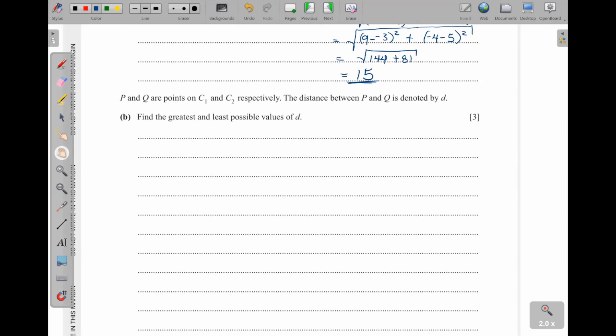Then next they are saying P and Q are points on C1 and C2 respectively. The distance between P and Q is denoted by D. Then we probably find the greatest and least possible values of D.